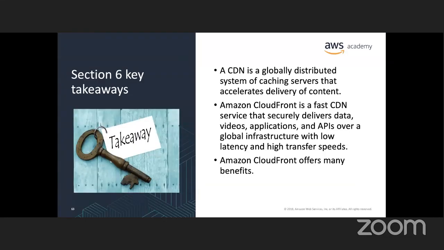So what is a CDN? It's a globally distributed system of caching servers that accelerates delivery of content. Amazon CloudFront is a fast CDN service that securely delivers data, videos, applications, and APIs over a global infrastructure with low latency and high transfer speeds. It offers many benefits. You can deliver videos, applications, pictures, so many things with CloudFront.